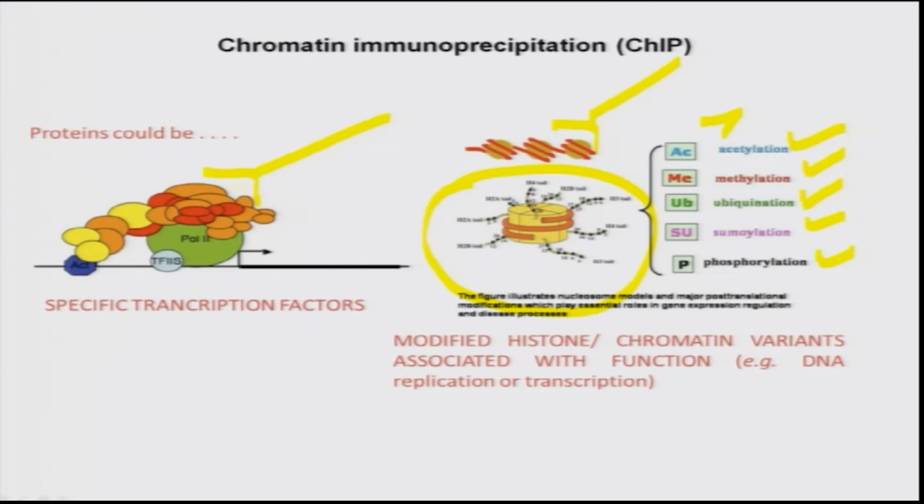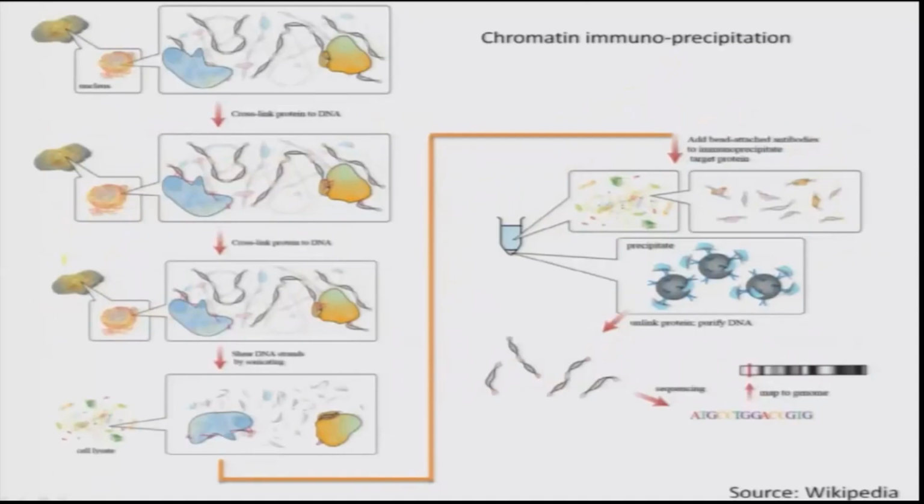Now, if I pull, using this antibody, the DNA that is bound to this transcription factor, it will tell me which segment of the genome the transcription factor has bound to. So, this is a powerful method, and this is what is called chromatin immunoprecipitation. The schematic is shown here.